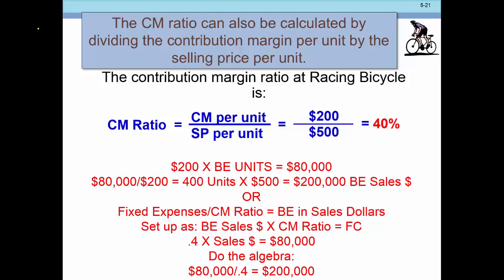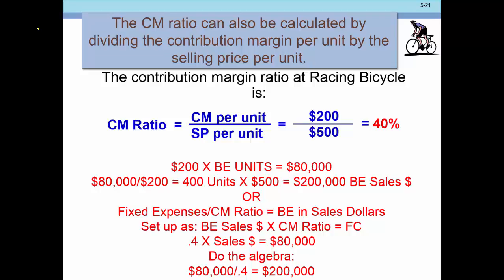So it's just a way to allow us to generate the break-even in sales dollars, rather than have to do the units and then multiply it by the dollar per unit. Although we could do it that way as well, I'm just showing you a shorter, quicker way to come up with the sales in dollars here.